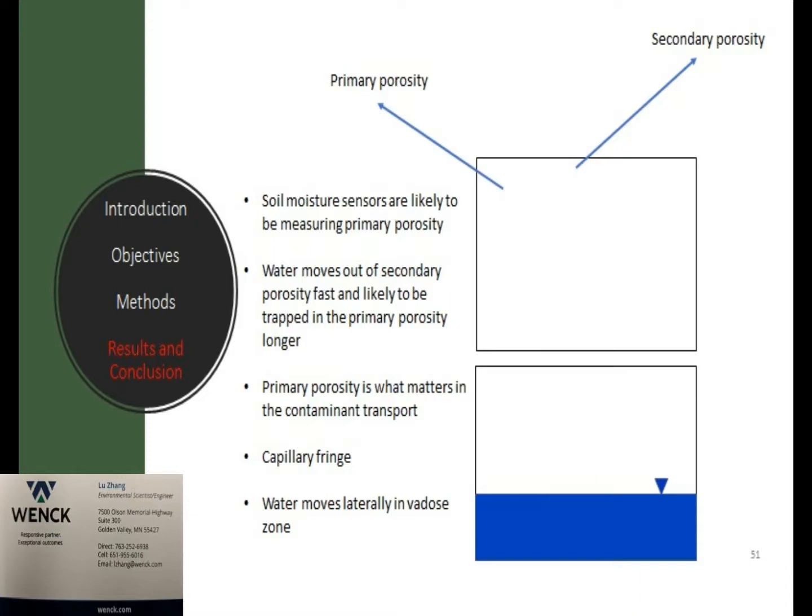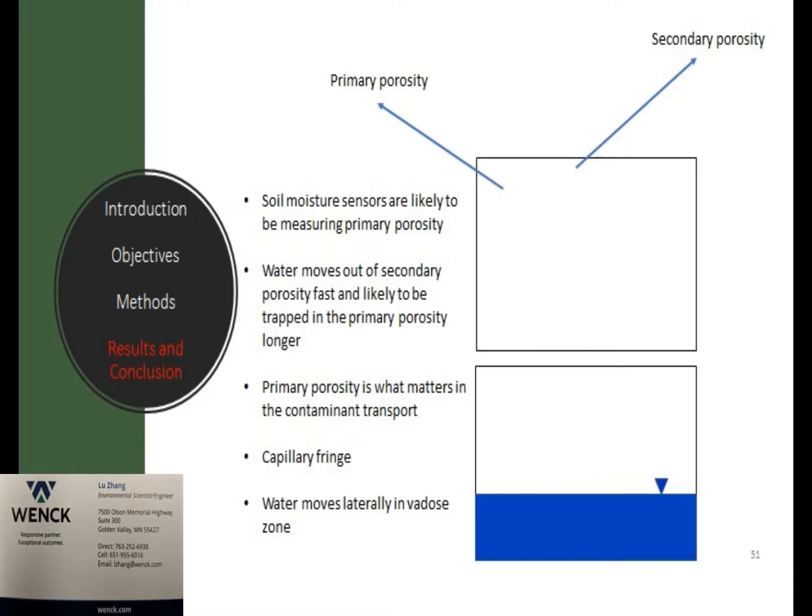Water moves through primary porosity and secondary porosity in different ways. Secondary porosity is a lot faster; water really just moves through that in a really short time. In primary porosity, water is most likely trapped unless there's a deep freeze or long-term inundation. Primary porosity water is unlikely to drain out of the soil. So the soil moisture sensor sitting in the field is likely to be measuring primary porosity, and the secondary porosity is likely to be neglected, at least in part, by the soil moisture sensor.